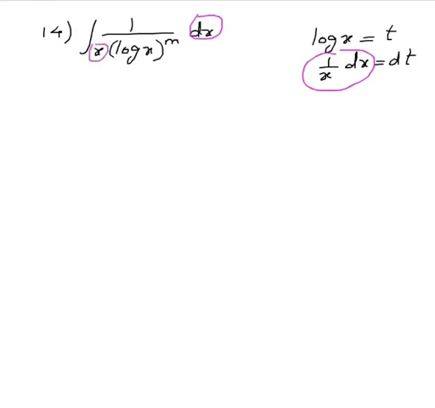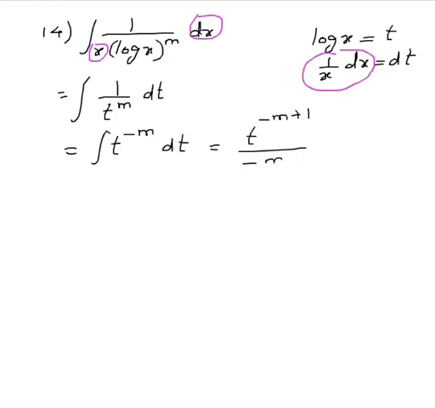Dx by x becomes dt. 1 divided by (log x) is t, so t raised to m, which can be written as t raised to minus m dt. Use the x power n plus 1 by n plus 1 formula. So minus m plus 1 divided by minus m plus 1 plus c. Substitute for t: (log x) raised to 1 minus m divided by 1 minus m, plus c.